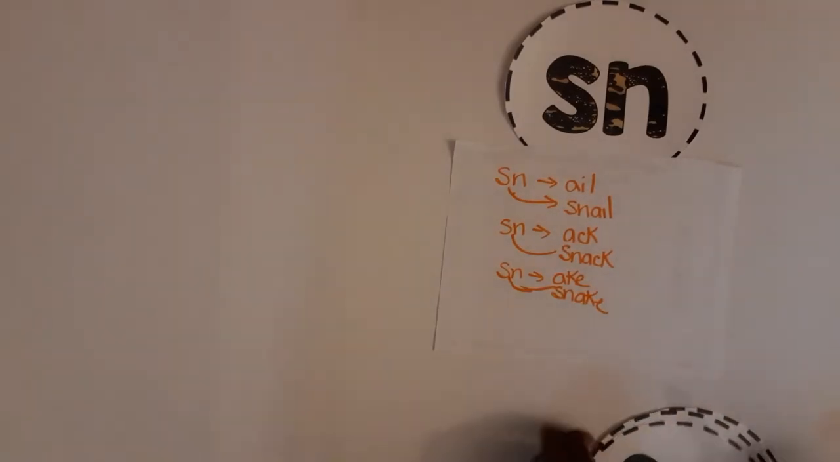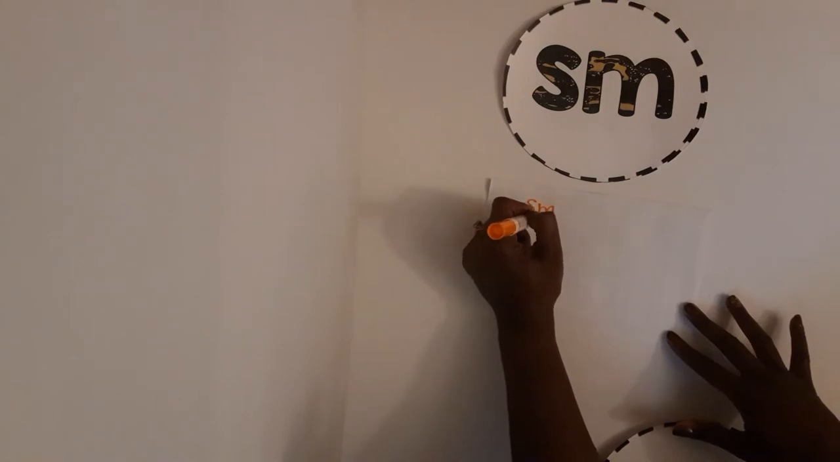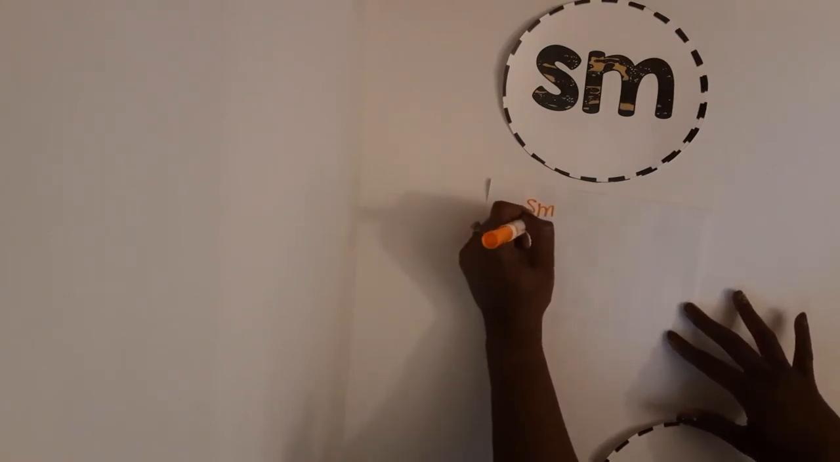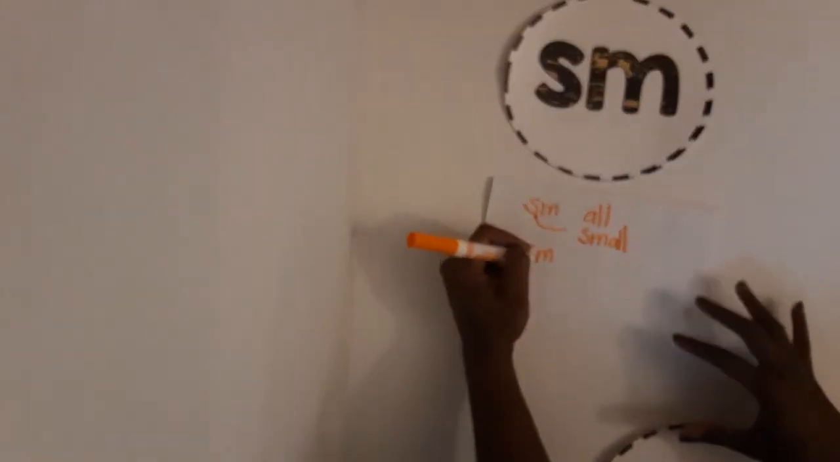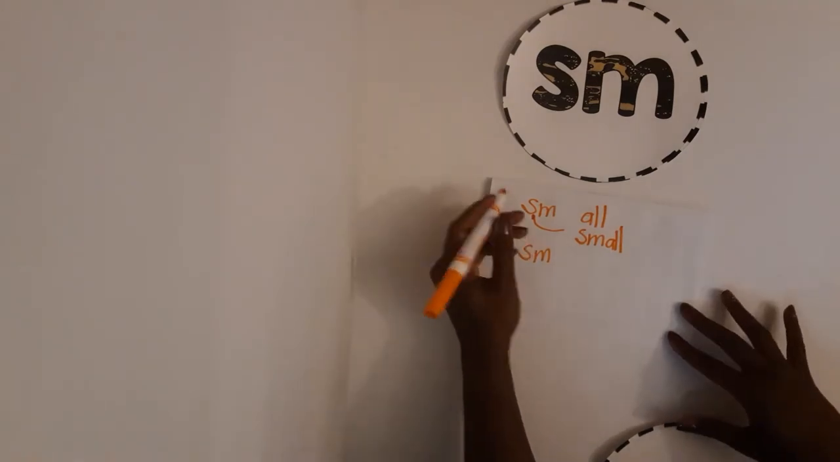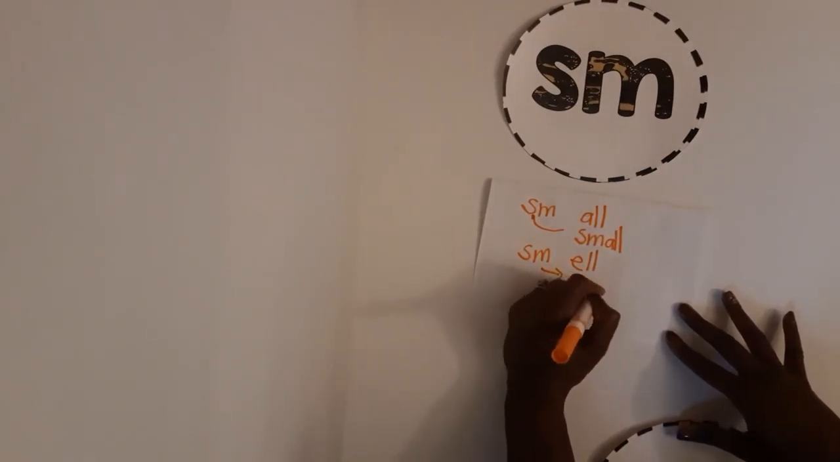Okay. Now let's try it with SM. SM together is going to say sm, like small or smell. Or smock. So remember, you take the two letters, SM, S says S, M says M, so you have SM, and then we'll put ALL to make small. Okay, let's do one more. So we have SM. What could we put at the end? We could put ELL, so we have sm and L. Together, that's going to make smell.